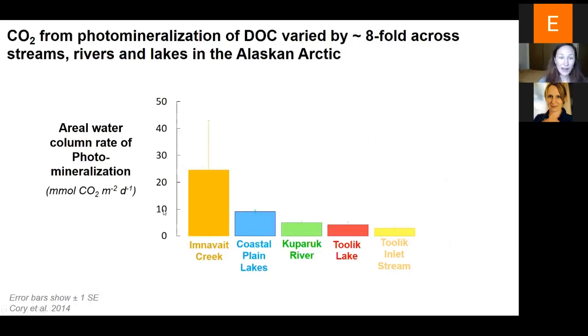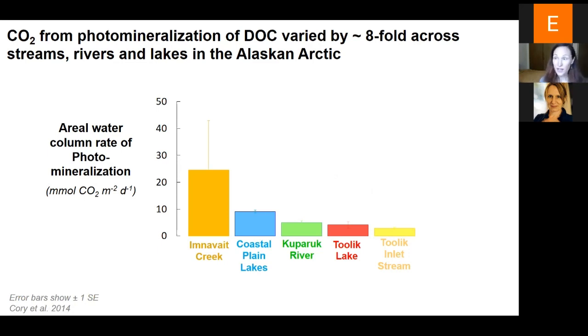And that's what you're looking at here. On the y-axis, we have the areal water column rate of photomineralization in millimoles of carbon dioxide per meter squared per day, shown as the average from different sites or groups of sites that we studied. So here's Naviat Creek. This is a small headwater stream near Toolik Field Station, our base of operations in the Alaskan Arctic, as well as the average for coastal plain lakes, which is a group of lakes that we sampled on the coastal plain. Then the average of all the sites in the Kuparuk River, the average of Toolik Lake, and the average for one of the major streams that drains into Toolik Lake. So what we observe is that the rate of CO2 from photomineralization of DOC varies by about 8-fold across these different streams, rivers, and lakes.